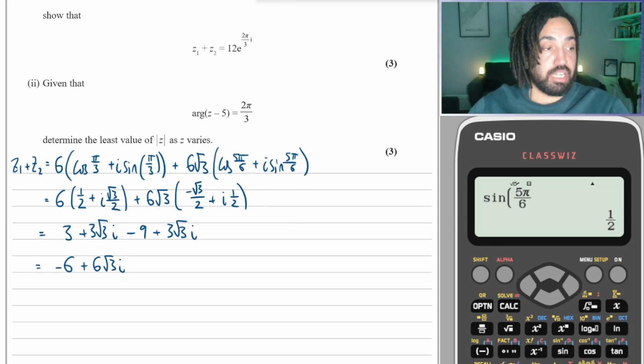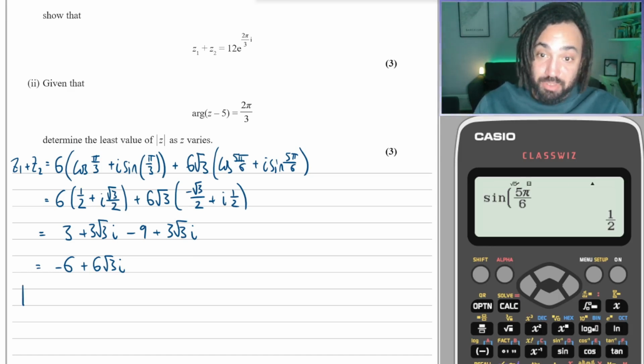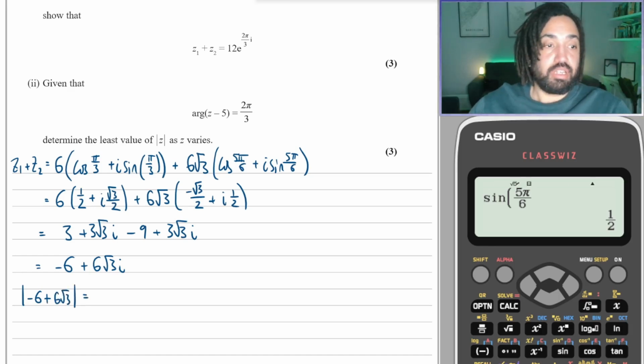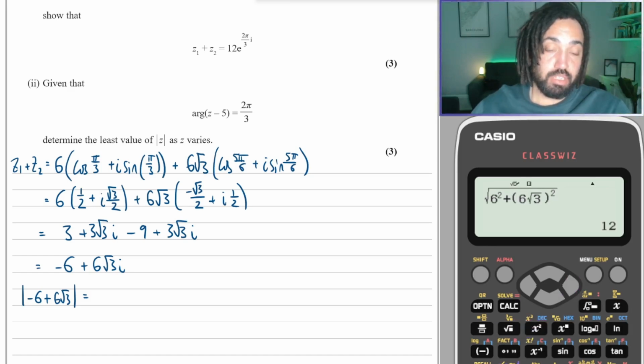Okay, still not quite done there. We need it in magnitude-argument form, exponential form even. But in order for us to get exponential form, we're going to need to find the magnitude. So the magnitude of this is going to equal the square root of 6 squared plus (6 root 3) squared, which gives me 12.